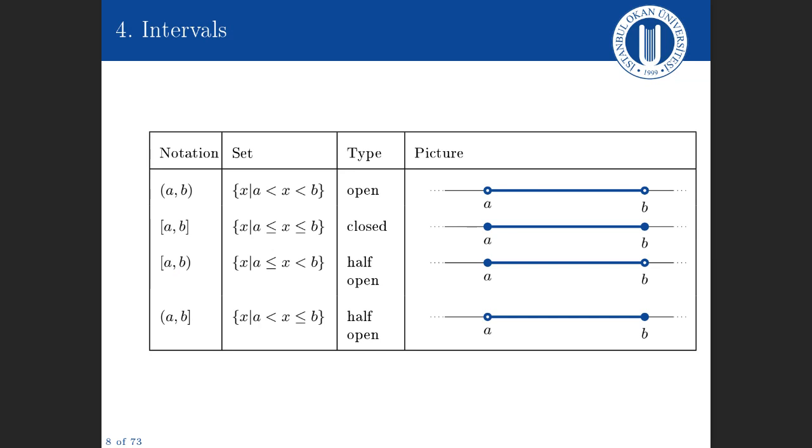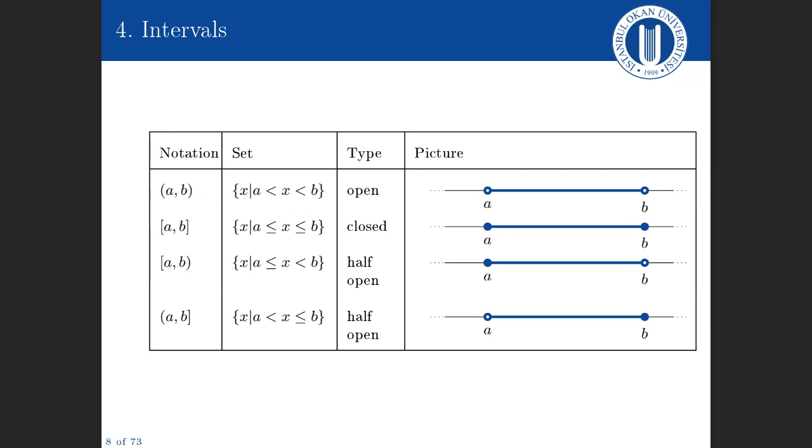Number 1, we could look at the x such that x is strictly greater than a and strictly less than b. And there's the picture on the right. This interval is open because the endpoints a and b are not in this set. We have a nice notation for open intervals. We write rounded bracket a comma b rounded bracket. If instead we use square brackets, square bracket a comma b square bracket, then we have a closed interval. That's the set of all real numbers x such that x is greater than or equal to a and less than or equal to b. This interval is closed because it contains its endpoints.